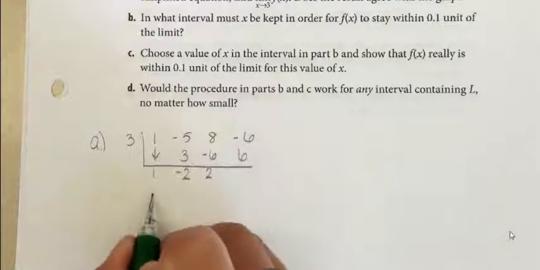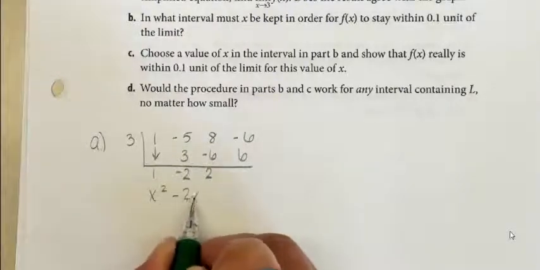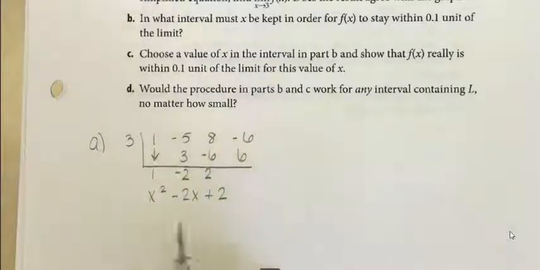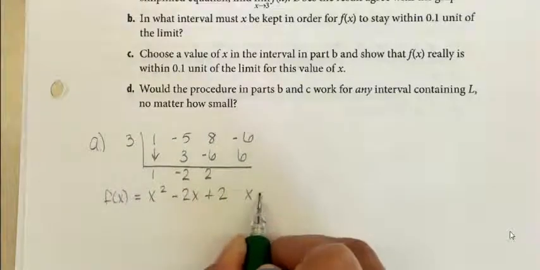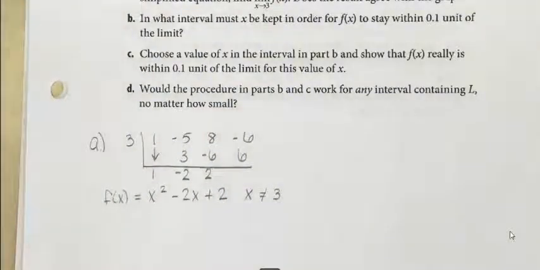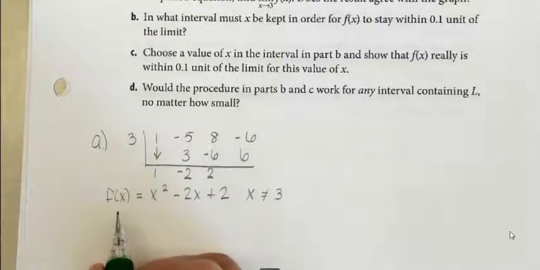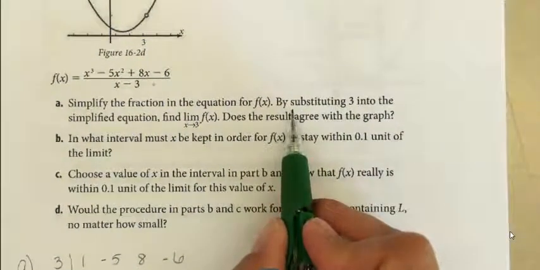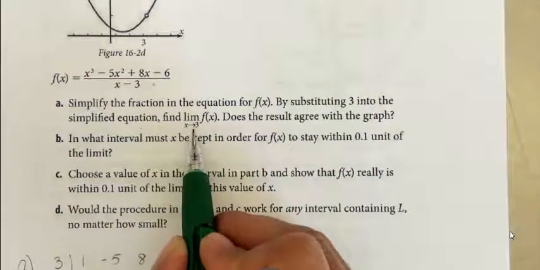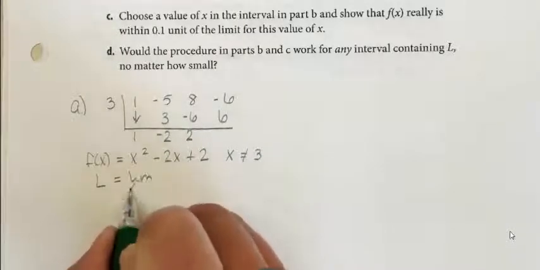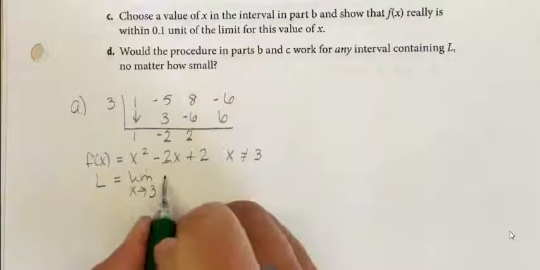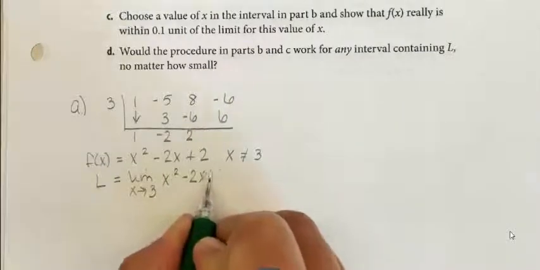Okay, so this actually leaves me with x squared minus 2x plus 2. Or I can say f of x equals this, where x does not equal 3. It's important to write that. And now I'm just going to substitute 3 into the simplified equation to find the limit as x approaches 3 of f of x. So I can say L equals the limit as x approaches 3 of x squared minus 2x plus 2.